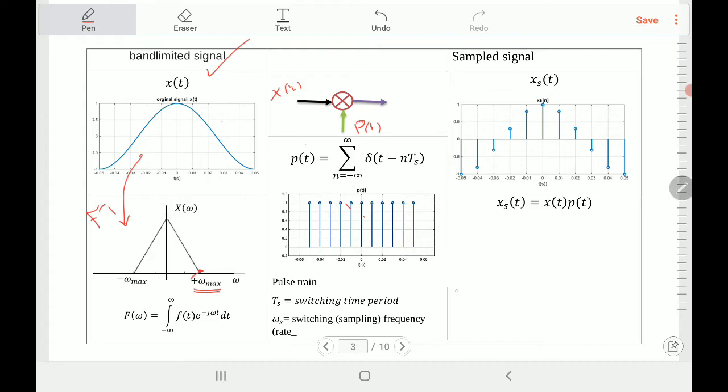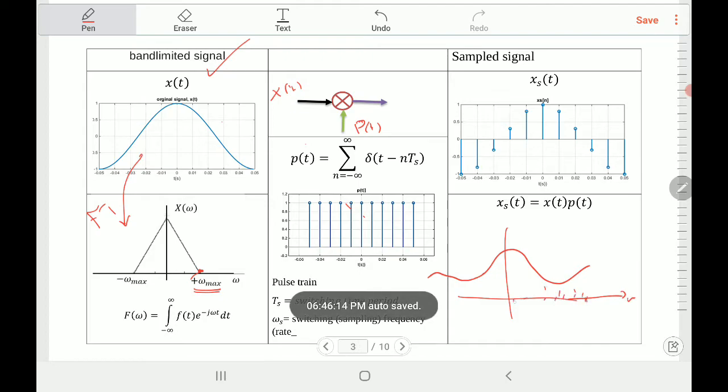Maybe I'll give you another example. One is not limited. It's like that, you know. So this is the omega. So you can find components at every frequency.